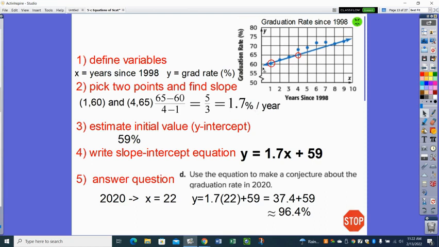You're going to estimate the b. Where does the line look to hit the y-axis? And that is an estimate. You're going to write your y equals mx plus b, and then use that to make predictions in the future. And you're going to notice that x of 22 isn't on the graph. There was no way of using our graph to determine what would happen in 2020.